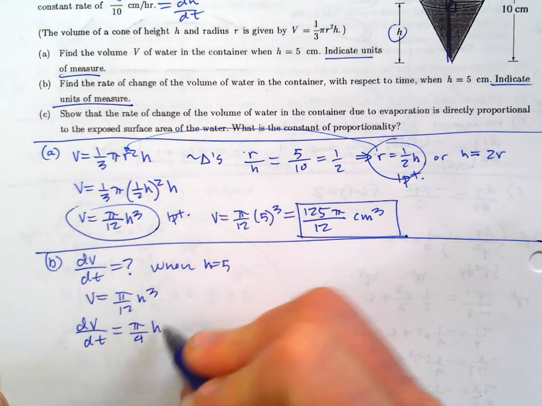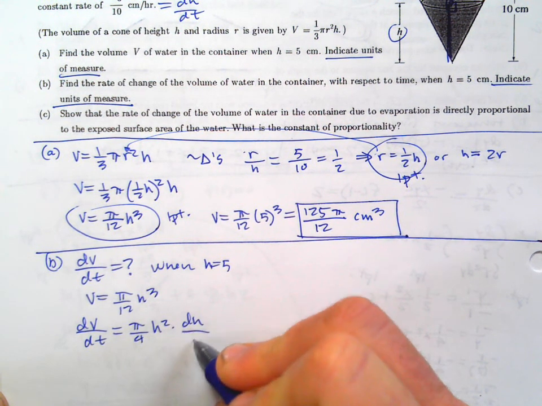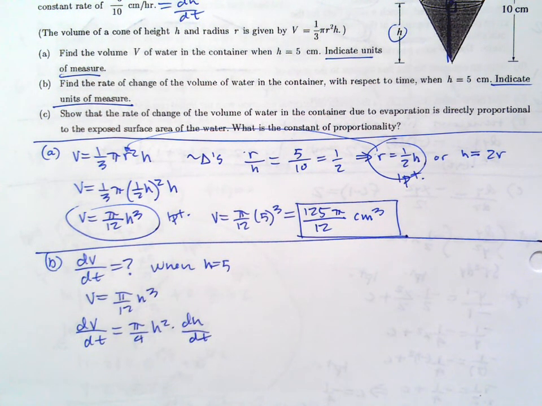Then we're going to take the derivative of it implicitly with respect to time. Don't forget the dh dt, which you should be kind of worried about if you don't have dh dt, because they gave that to you. It's not related rates if there's not more than one rate. So this is what we want.